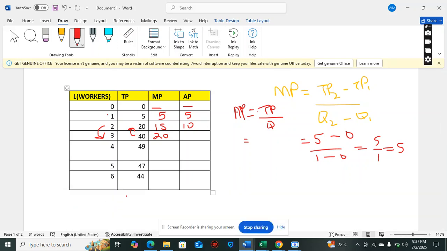But you have to remember, the more people that use the machine, it starts getting overused. The average product at this stage, how much is each worker producing? We do the total output, 40 divided by 3. What is 40 divided by 3?